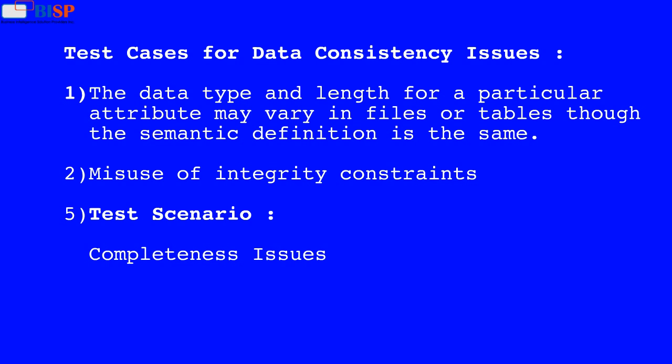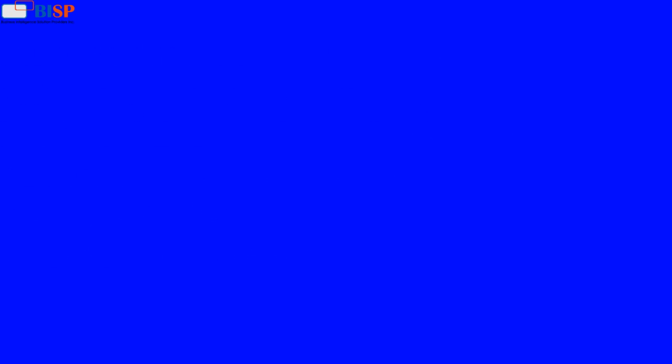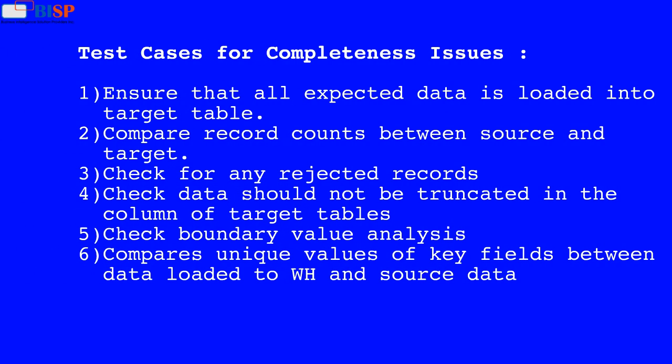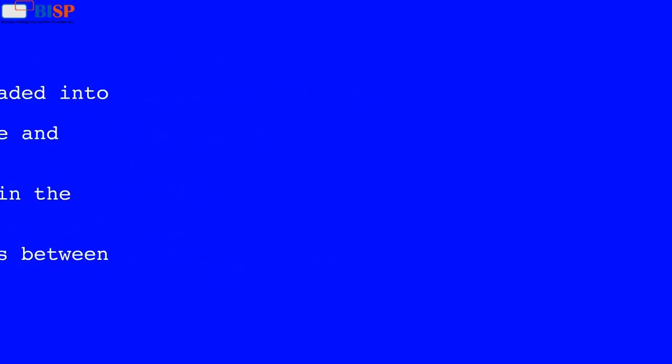5. Test scenario: completeness issues. Test cases for completeness issues. 1. Ensure that all expected data is loaded into the target table. 2. Compare record counts between source and target. 3. Check for any rejected records. 4. Check that data is not truncated in the columns of target tables. 5. Check boundary value analysis. 6. Compare unique values of key fields between data loaded to the warehouse and source data.